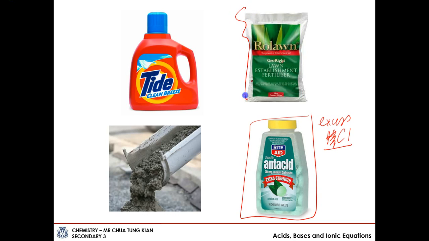Fertilizers sometimes contain bases. Why? Maybe they need to neutralize the extra acidity in the soil. Your soaps contain bases because bases are very good for dissolving fats and dirt. This is cement. Cement contains a base as well. A base is mixed in to make cement.